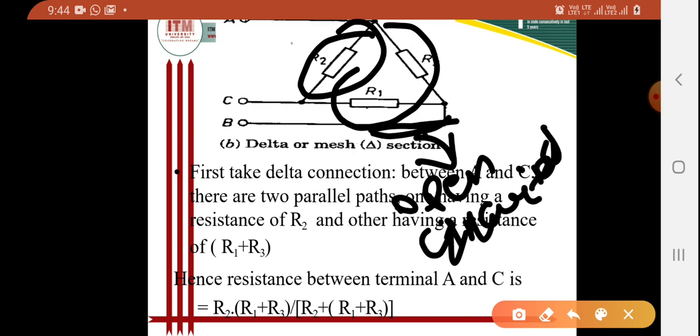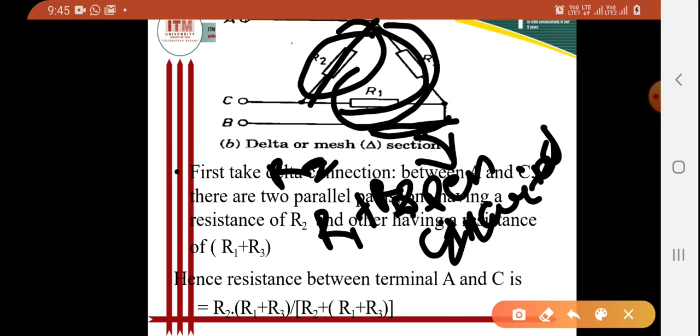So if this is open circuited, what will happen? The parallel paths between A and C will be what? This is a parallel path, and this is also a parallel path. One parallel path is offering resistance R2, and the other is offering a resistance R1 plus R3. So hence the resistance between the terminals A and C will be what? Because these two terminals are offering two parallel paths, the same way you can calculate the equivalent resistance. So the equivalent resistance now will be what?